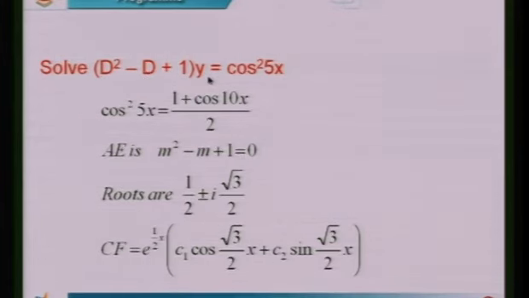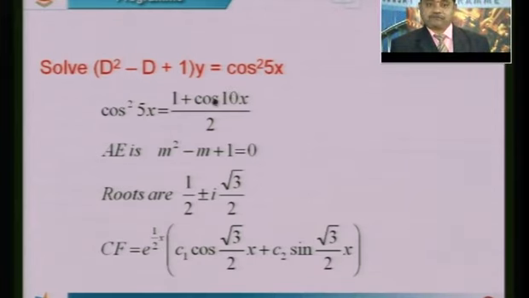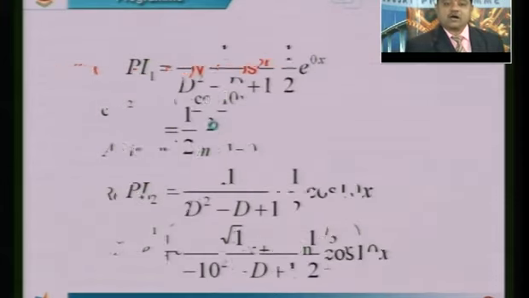Now let us take a question. D square minus D plus 1 into y is equal to cos square 5x. I have taken a square form here. What is the formula I have shown you? Cos square A is 1 plus cos 2A by 2. Correct? In the same way, you can use the 1 plus cos 2A formula.